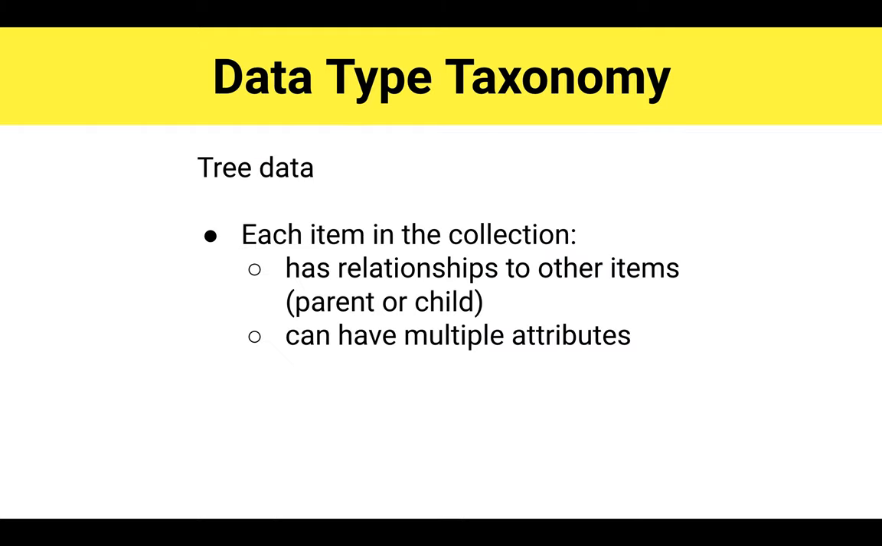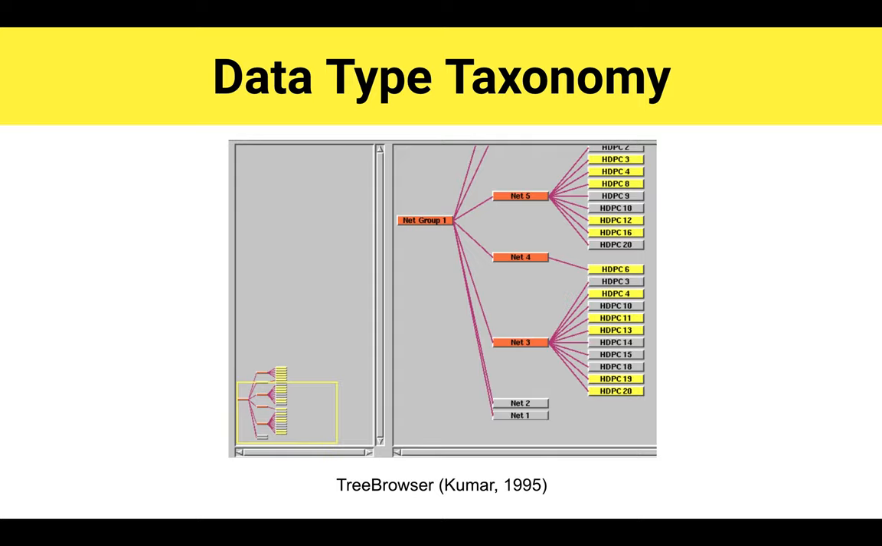Tree data can be a collection where each item has a relationship to other items, either parent or child, and can have multiple attributes. In 1995, the tree browser visualized this parent-child relationship and encoded different attributes with hue.